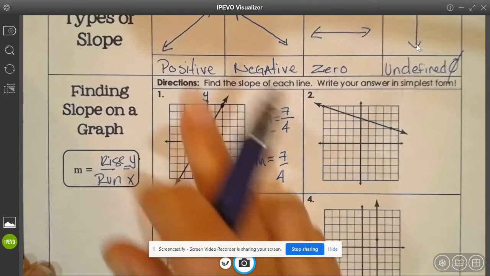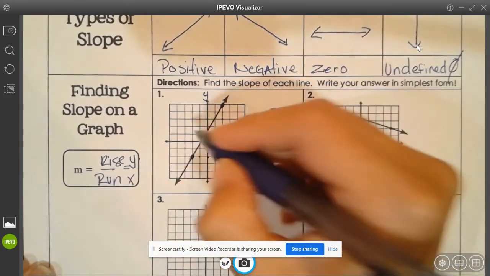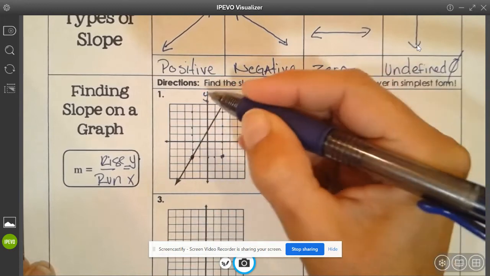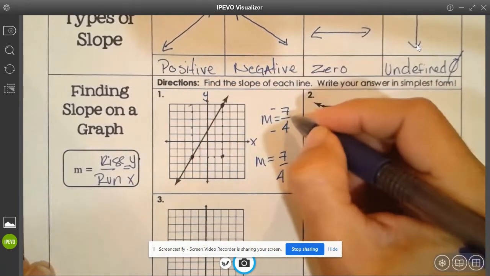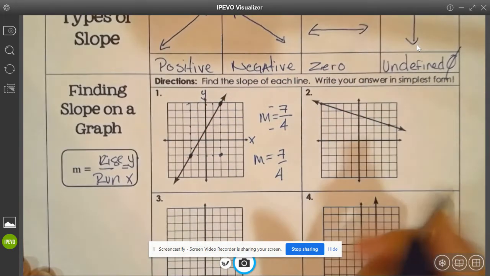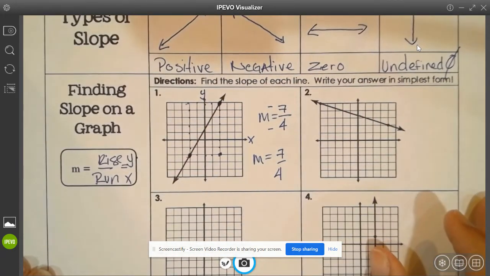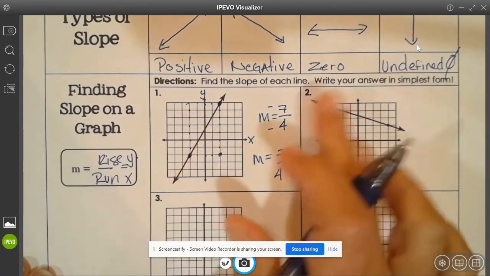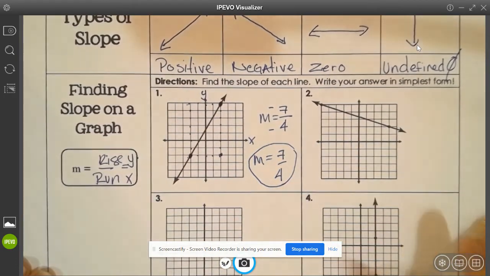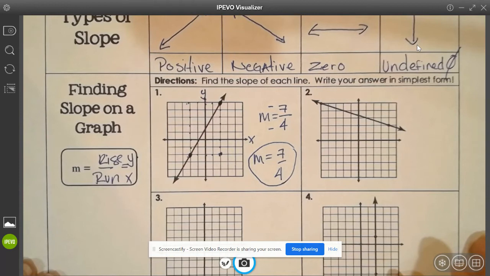Now, you could have gone the other way and just count the other way. Just go 1, 2, 3, 4, 5, 6, 7. That's +7. And then 1, 2, 3, 4 to the right, 4. And that is your slope. So you can go either way. Now, your final answer will be a positive because it's a positive line with a positive slope.